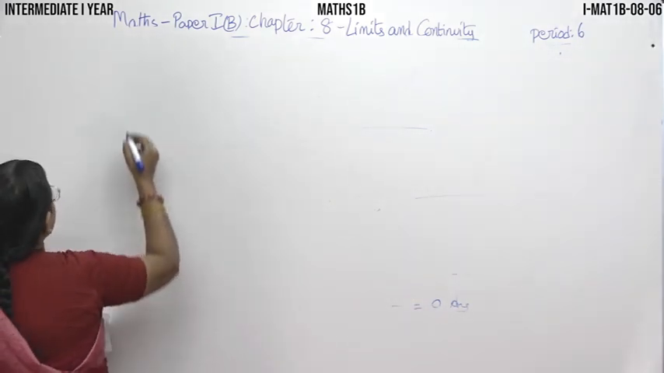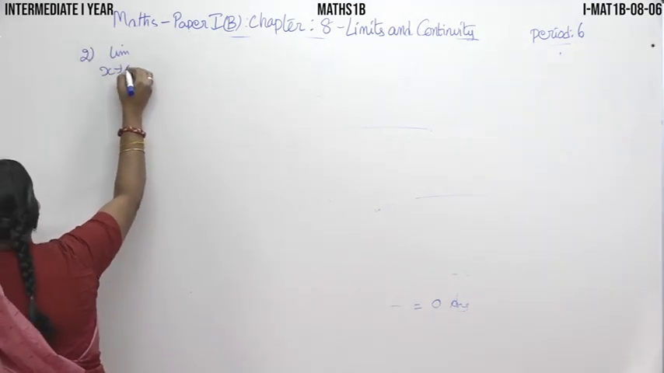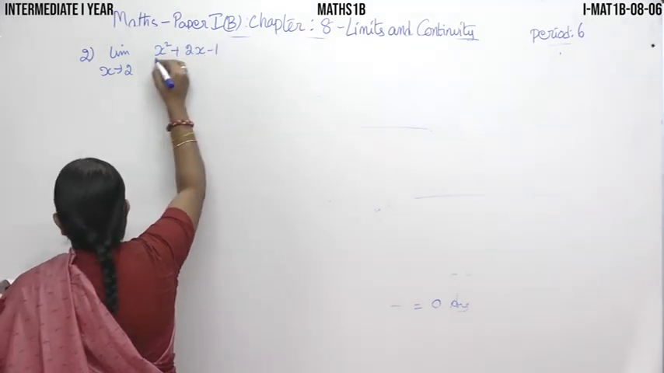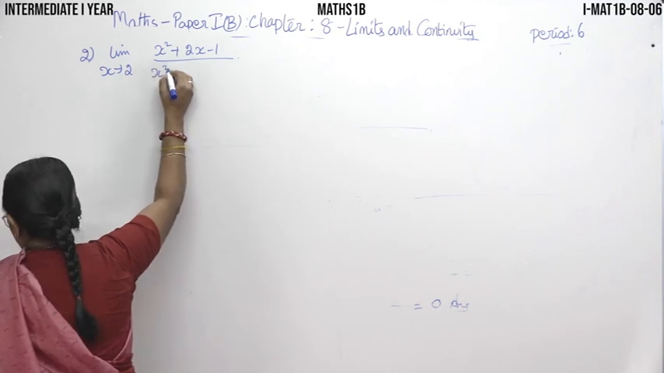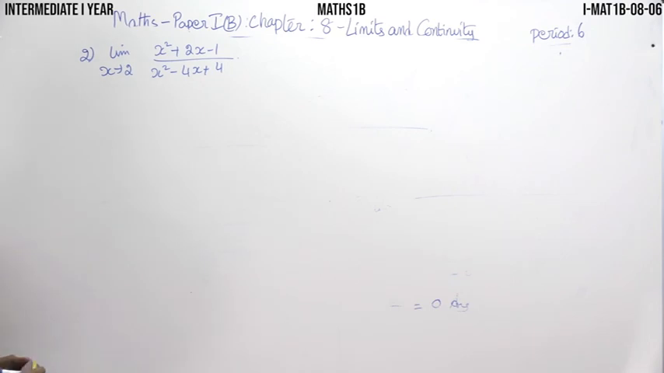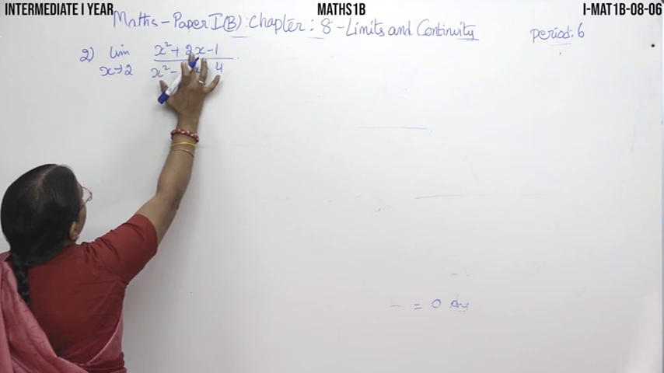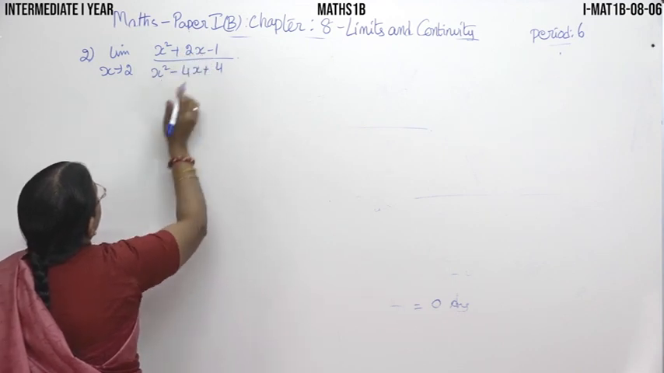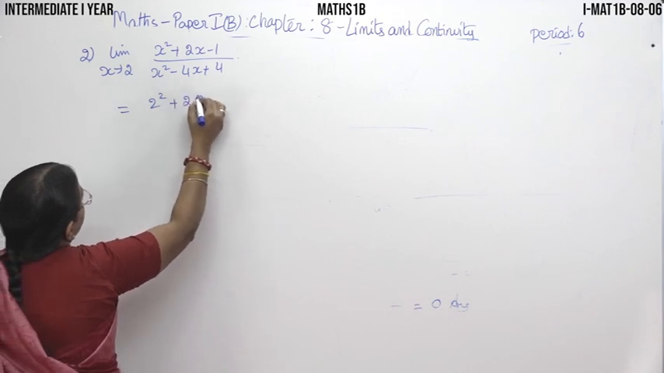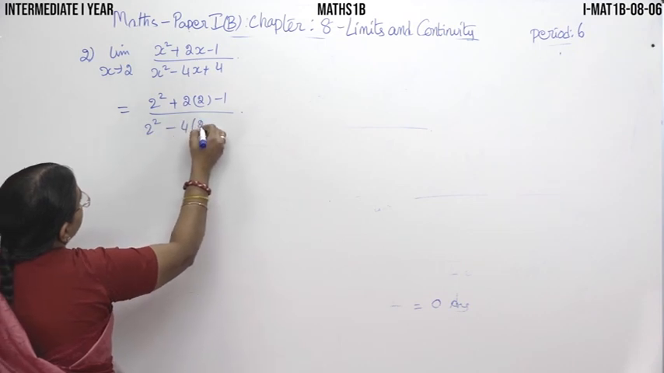Okay, next problem. Second problem. Limit x tending to 2 of (x square plus 2x minus 1) by (x square minus 4x plus 4). Here it is not tending to infinity, tending to 2 only. So when you substitute, we'll see what it is. The numerator is 2 square plus 2 into 2 minus 1, direct substitution only.